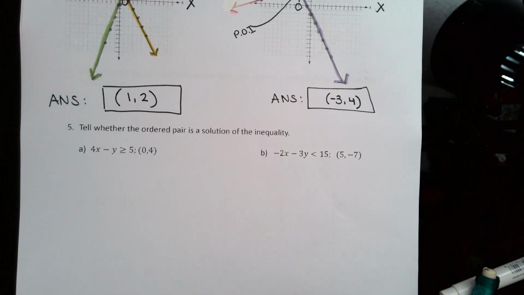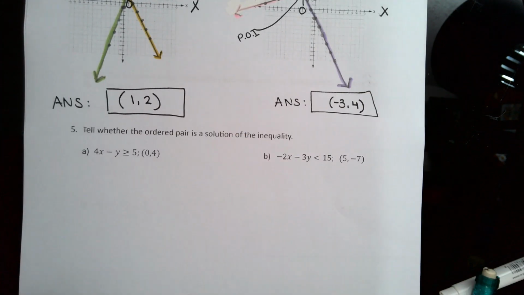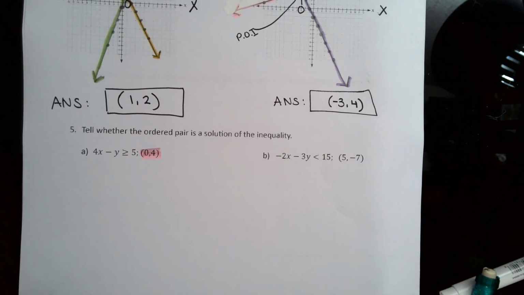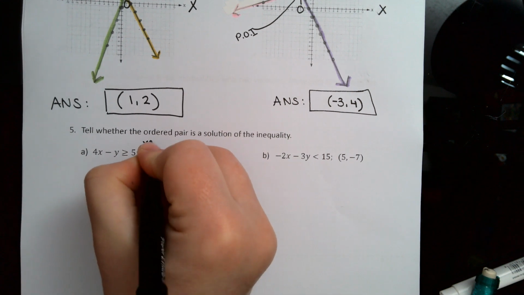All right, moving on. 5, tell whether the ordered pair is a solution. So this right here is going to be kind of like an English answer. You're going to do mathematical work, and then at the end, you're just going to write an English sentence. So step number 1, identify your point. Look at what they're giving you. They gave you 0 and 4. Label it X and Y.